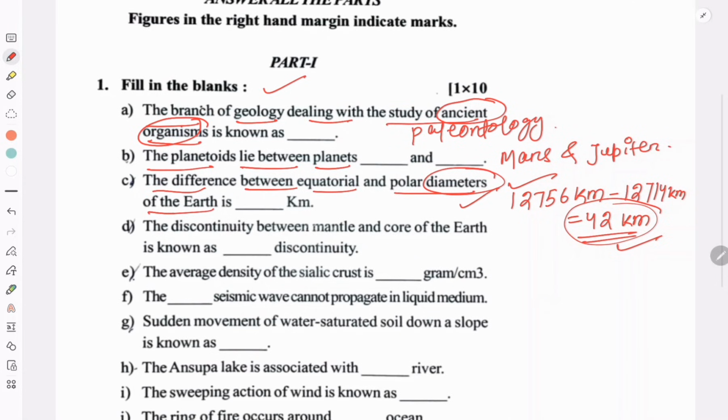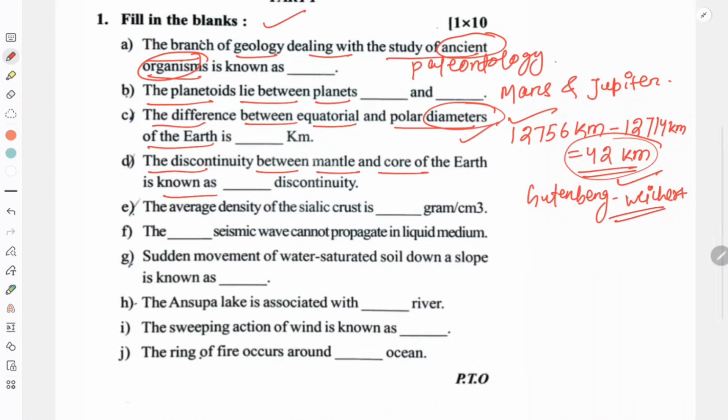In the fourth question, the question is the discontinuity between the mantle and core of the earth is known as dash. So the answer will be Gutenberg-Wiechert discontinuity. Gutenberg-Wiechert discontinuity.